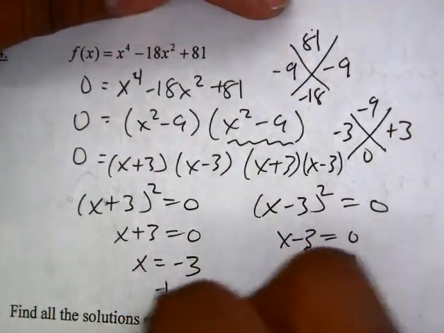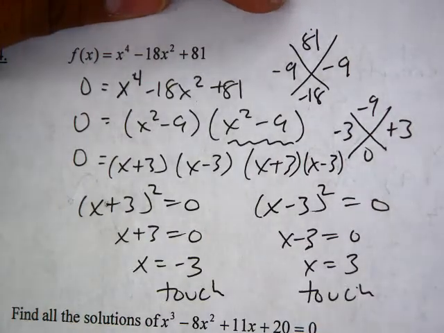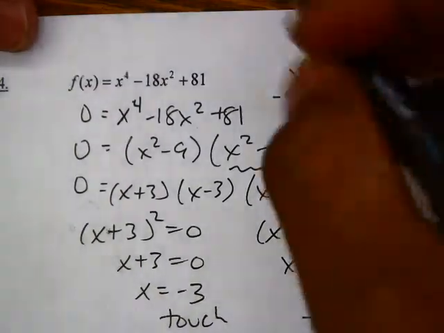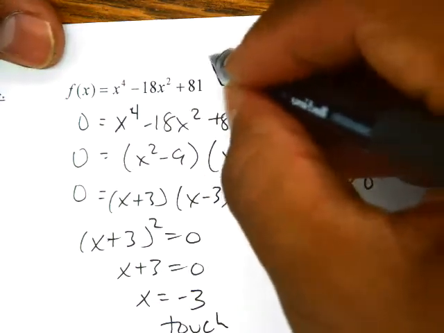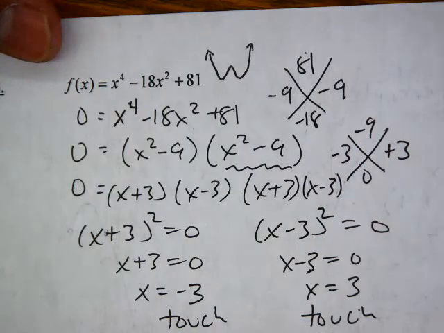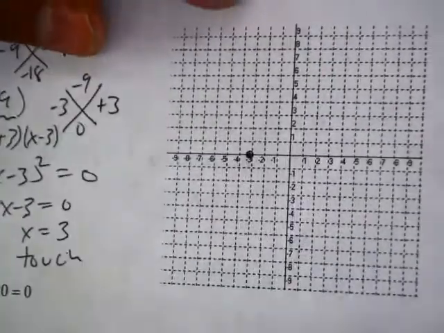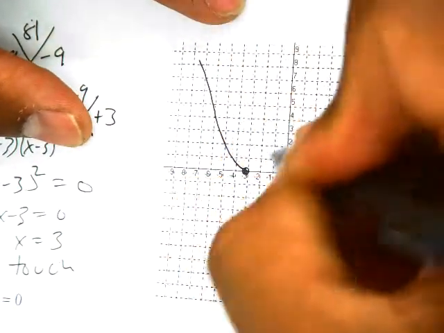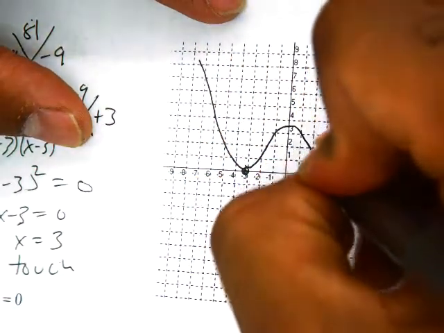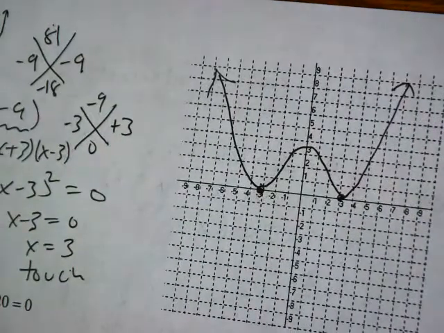They're both squared, so they touch. And at the top I have a quartic, and it's positive up front, so I know it opens up kind of like that. So here at -3, here at 3, and you get it to touch at -3, go back up, touch at +3, and go back up. That's what my polynomial would look like.